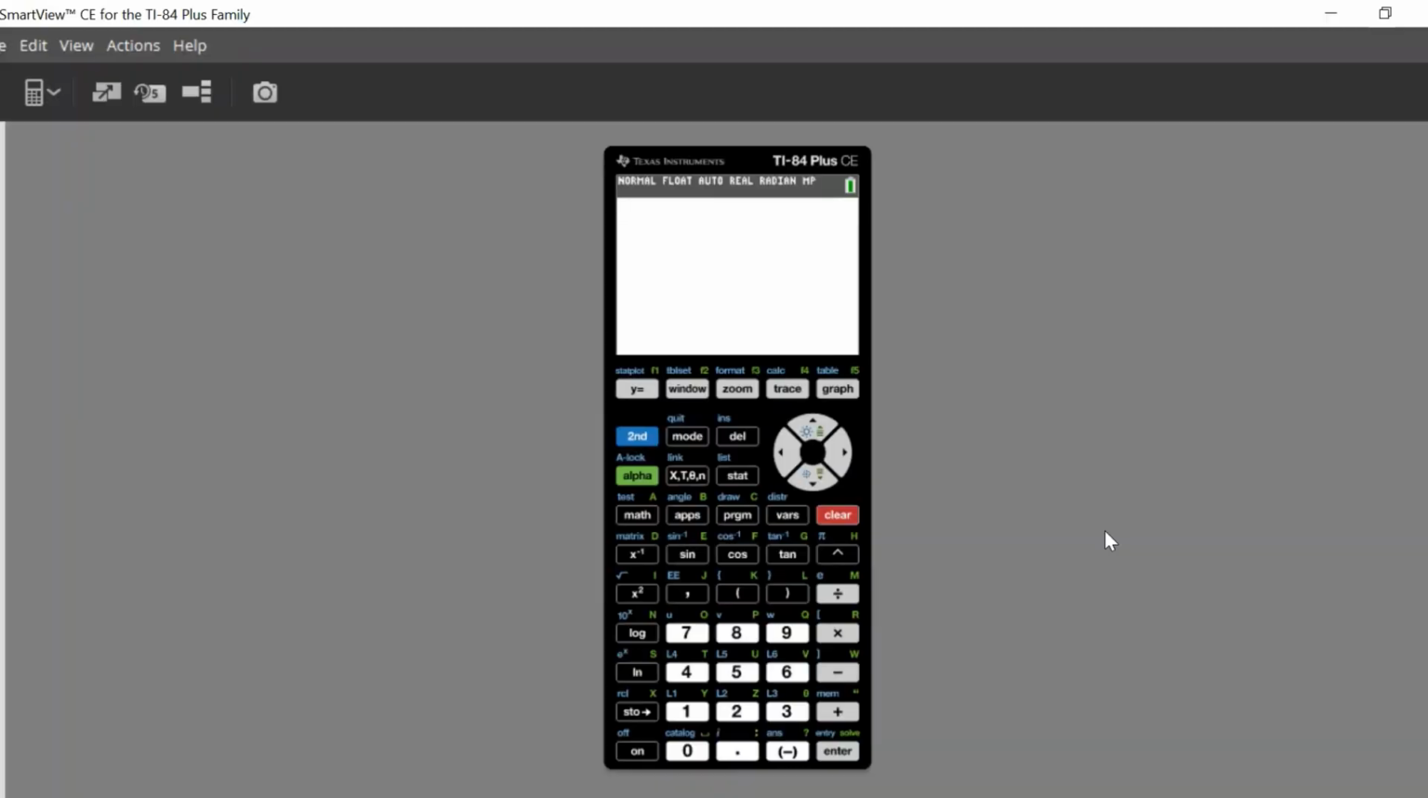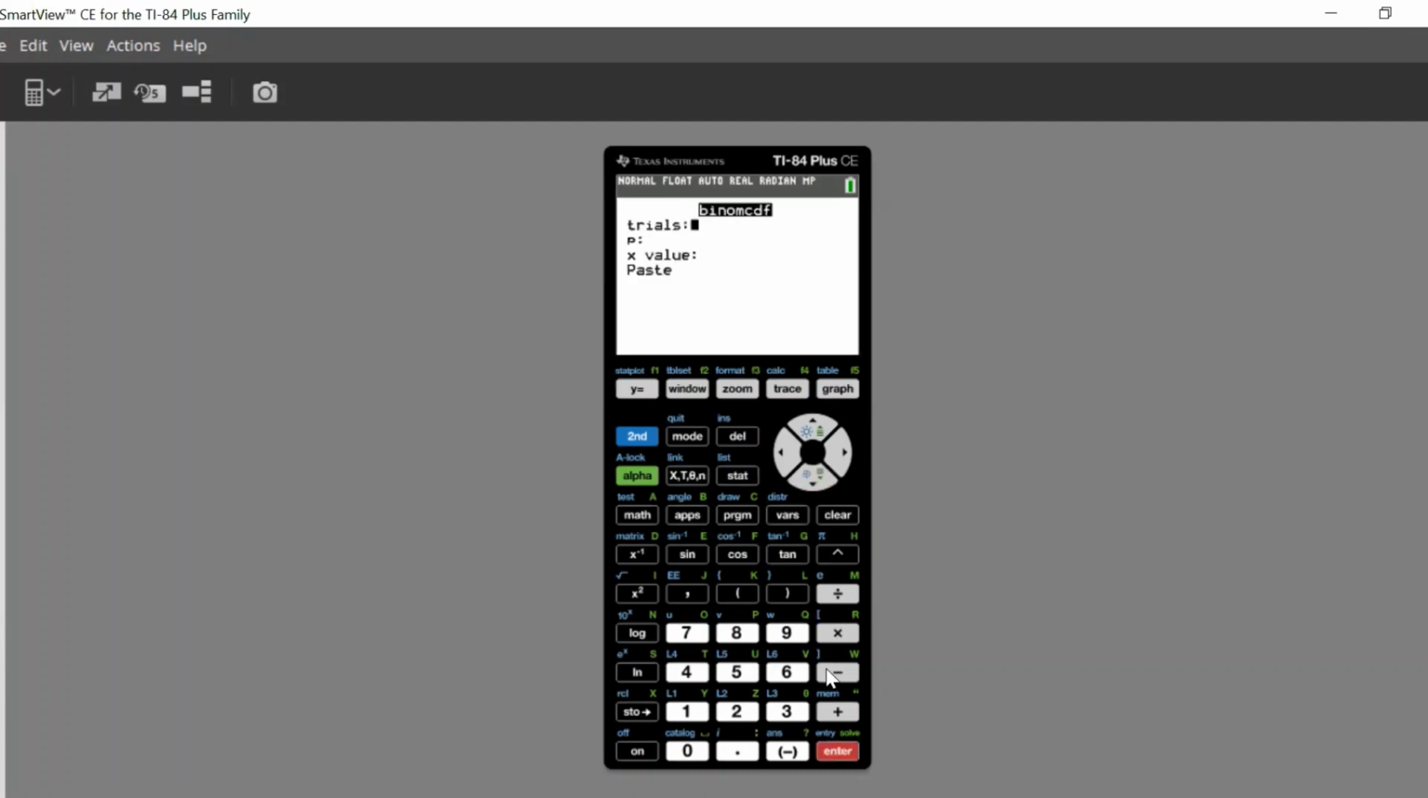Here's the calculator again. Let's go to distributions, second, variables. This time we have to select binomial CDF. Let's scroll down and you can see B, binomial CDF. This time we do not select PDF. The probability that we have to calculate this time is a cumulative probability. Therefore, select B, binomial CDF. Hit enter.